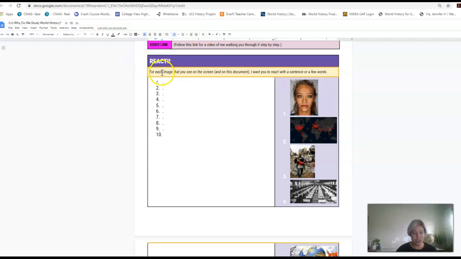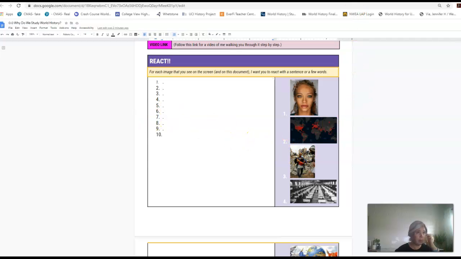So we're on this React section, and I'm going to show you some images. I've also included them here on the side. If I'm going too fast, you can refer back to them. For each image that you see on the screen and here in the document, I want you to react in a sentence or a few words about what you're seeing, how you're feeling about it, anything that springs to mind. I'm going to give you a few seconds to look at each image, but again, if you want to see it, it's here on the side as well. So you'll see number 1 matches number 1, number 2, 2, and so on.